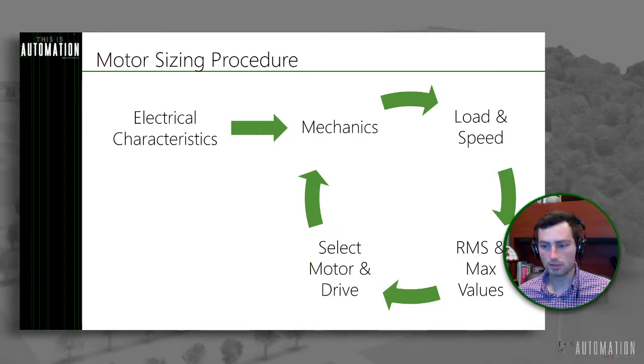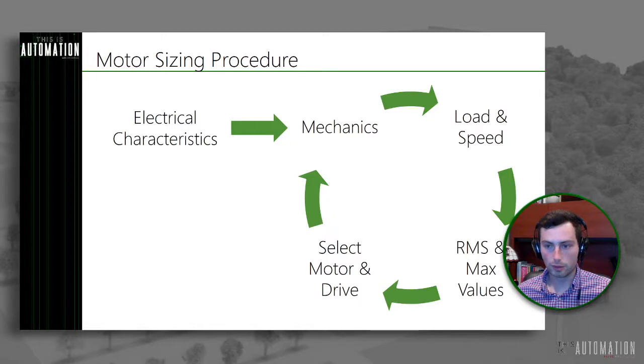This is either going to be something that is already existing in place, or maybe it is even a design decision that you can make. So that's just one thing you need to know up front. And then from there, you enter into this iterative loop. The first part of that loop is the mechanics of the system. You really need to know what the mechanics are in order to size the motor.